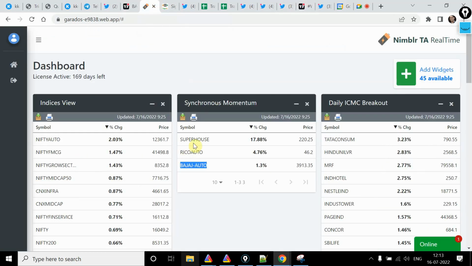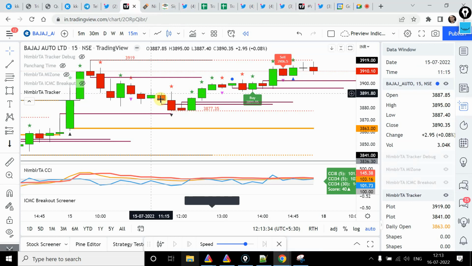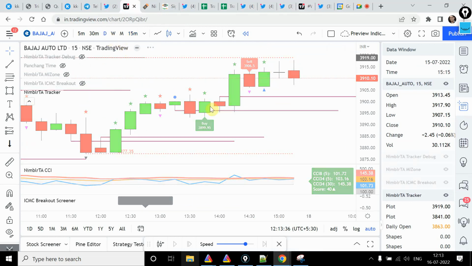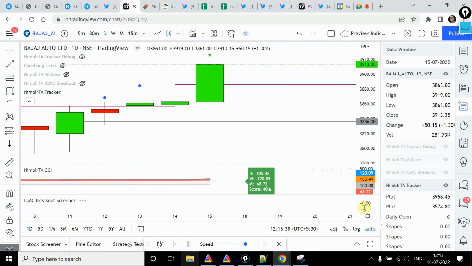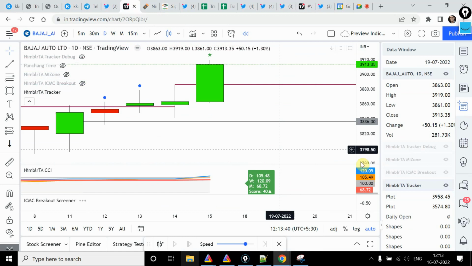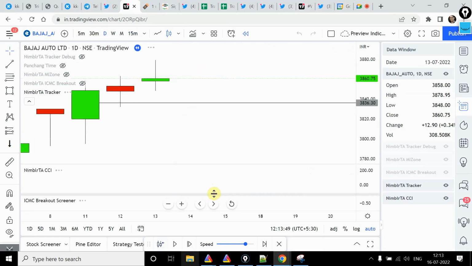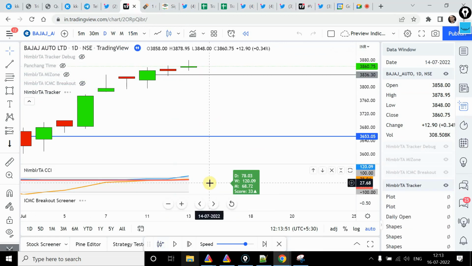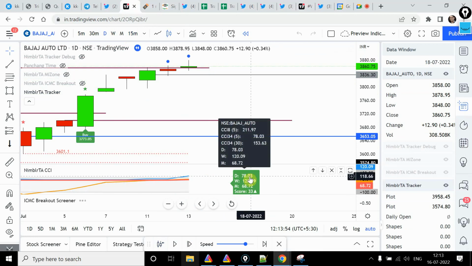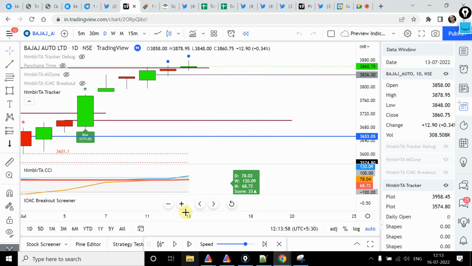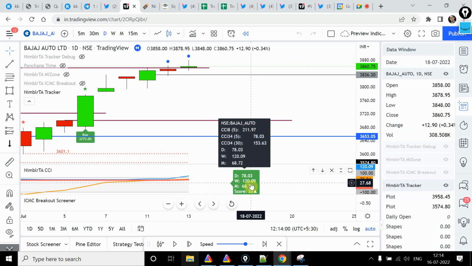So this was an example of synchronous momentum. Why synchronous momentum? Because if you go on a daily time frame over here and see these CCI values closely, the CCI values which we had earlier and the CCI values which we have now have got synchronous momentum. Momentum has come on two different time frames. If you see, we have 78, 120 and 68 over here. This pane, if you are able to map this on daily, weekly and monthly.